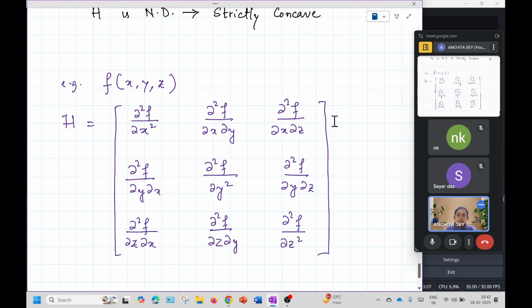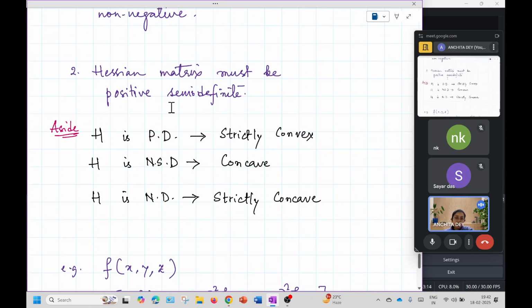So this right here is your Hessian matrix. Now, if you evaluate it and you can show that this is positive semi-definite, then that means your given thing is a convex function. You write it down. Then it is a convex function.